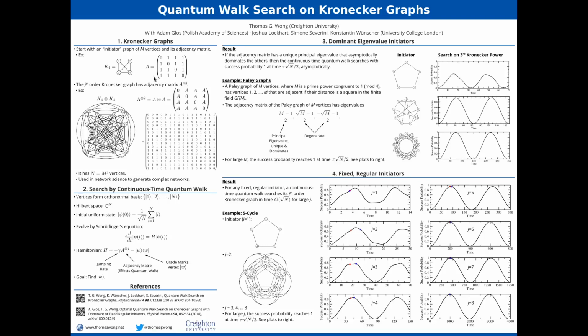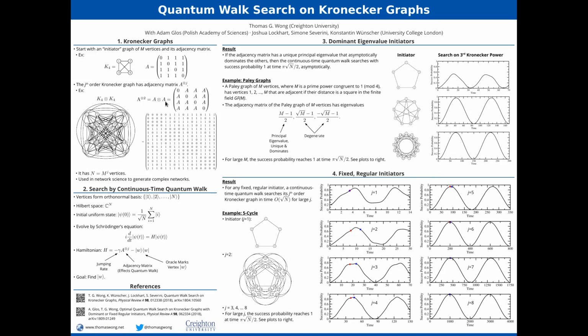To get a Kronecker graph, all you do is you take this adjacency matrix and you take Kronecker powers of it, or Kronecker products of it with itself. So for example, the second order Kronecker graph of this is K4 Kronecker K4, or its adjacency matrix with Kronecker product with itself.